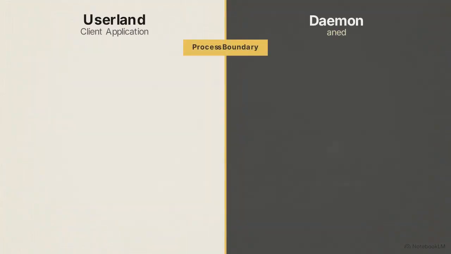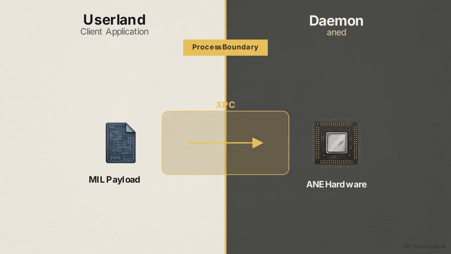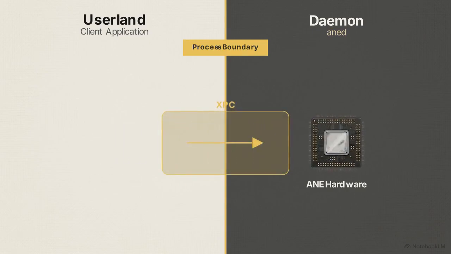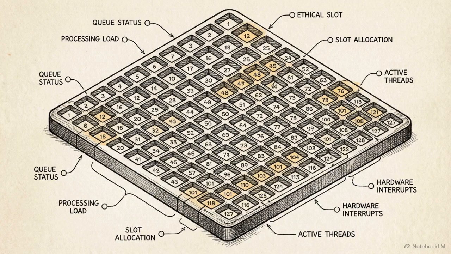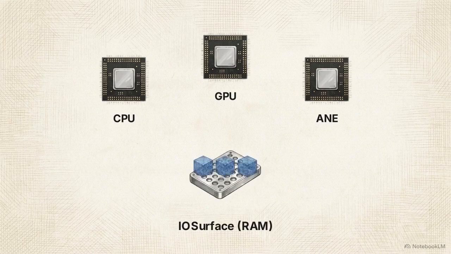This diagram illustrates the rigid process boundaries separating the user code from the hardware. The client application does not execute the mathematical operations itself. Instead, it sends a MIL payload via XPC to a system daemon named ANED. This separation of concerns dictates that the daemon handles all hardware scheduling and queue management, capable of supporting up to 127 simultaneous evaluation requests.